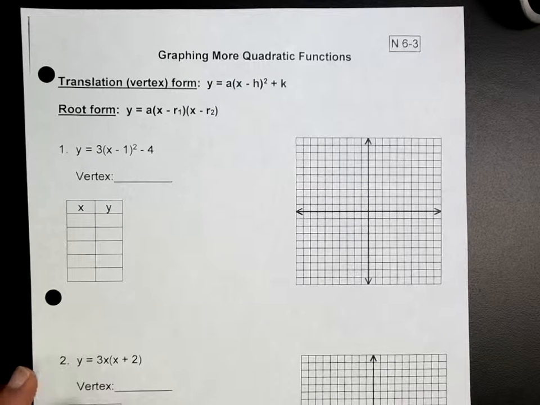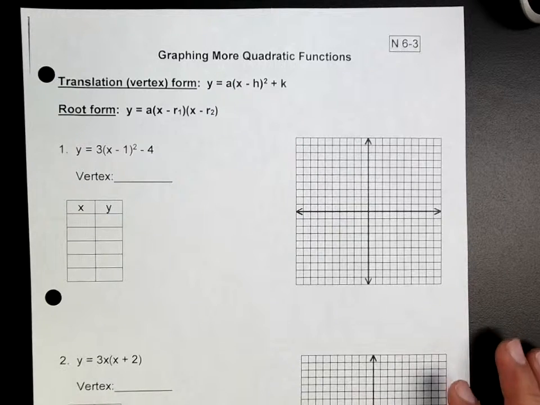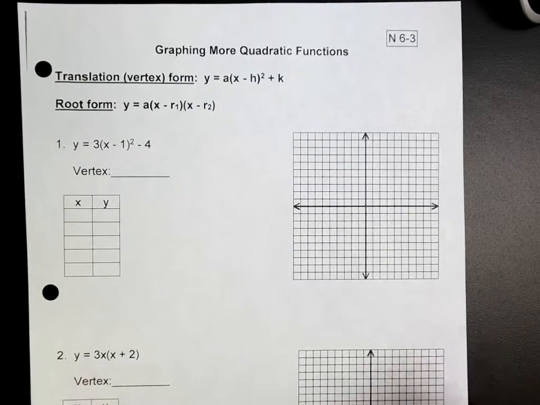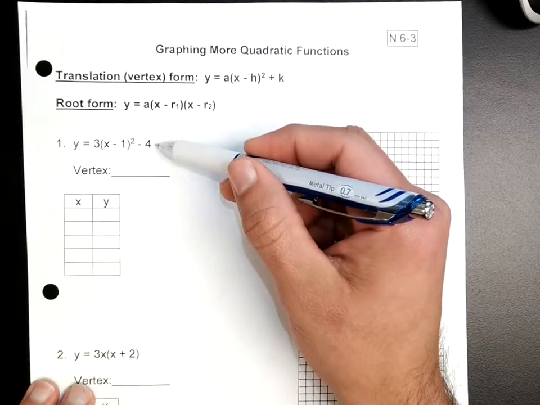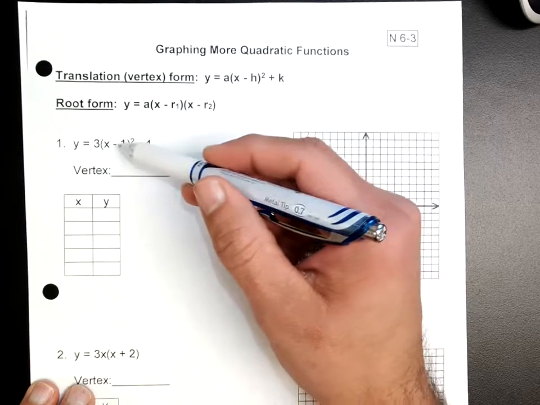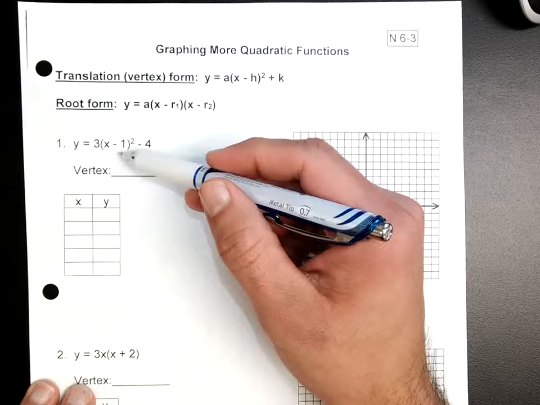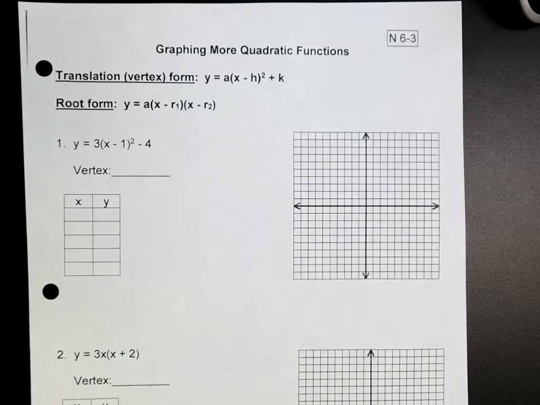Alright guys, this is the second lesson about graphing more quadratics. Now we're going to see this in one more different form, but before we do that, let's review what we went over yesterday. If you have a function in vertex form, vertex form is really easy to tell because it looks like this. You have one parentheses squared, and that's about all you have. Okay, so this is called the vertex form.